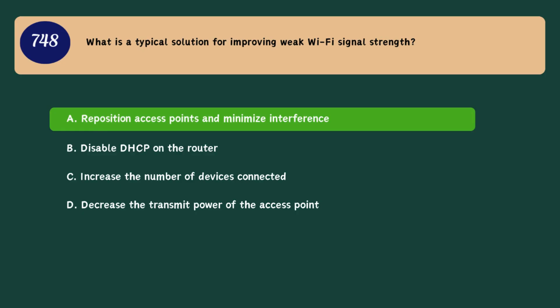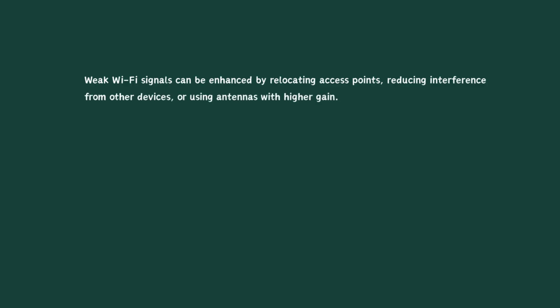Correct answer: A. Reposition access points and minimize interference. Weak Wi-Fi signals can be enhanced by relocating access points, reducing interference from other devices, or using antennas with higher gain.